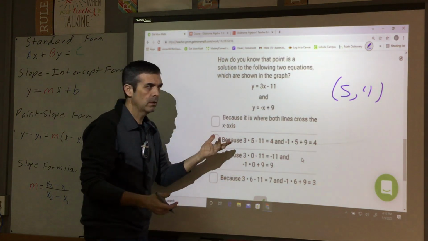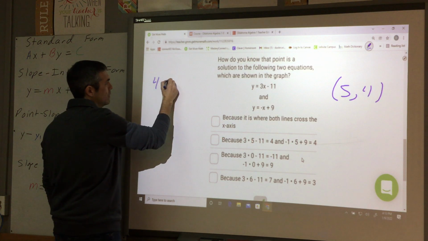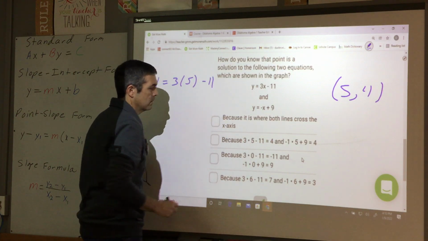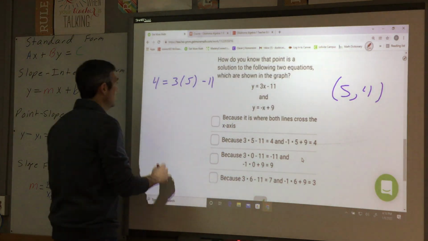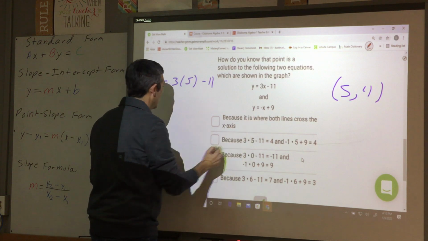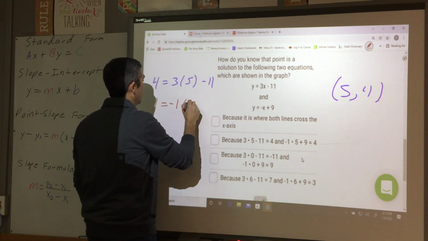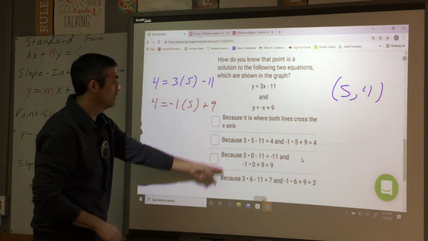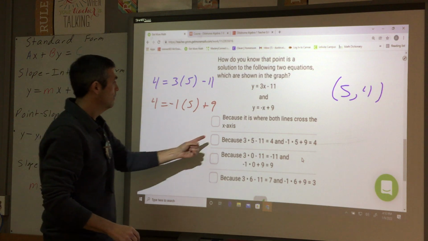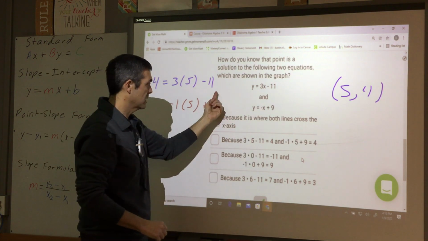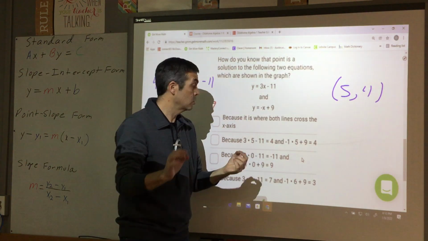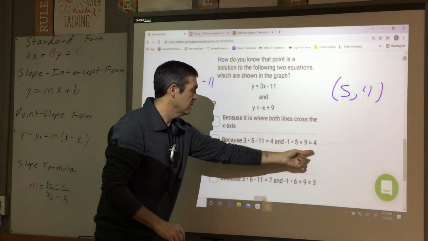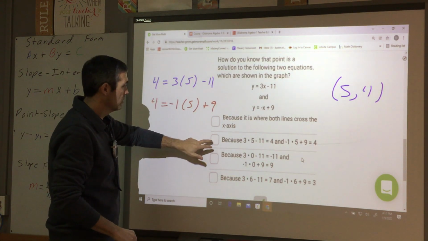Let's substitute these in and see, right? Okay, so into this first one. 4 equals 3 times 5 minus 11. That's the first one. And the next one is 4 equals negative x, or negative 1 times 5 plus 9. Now, which one of these represents these 2 things, right? Well, because 3 times 5 minus 11 equals 4, this first part is good, right? And negative 1 times 5, yeah, plus 9 equals 4. Ooh, I like that one. It's that one right there.